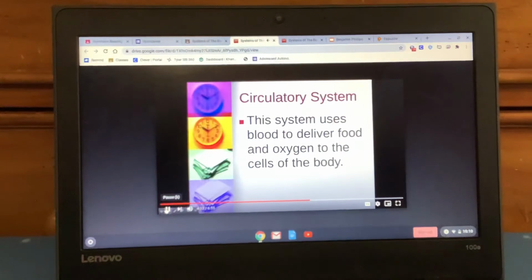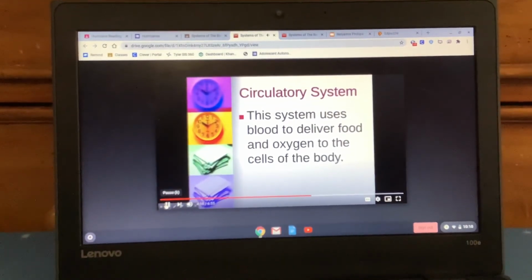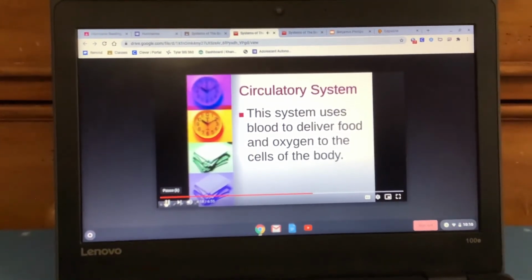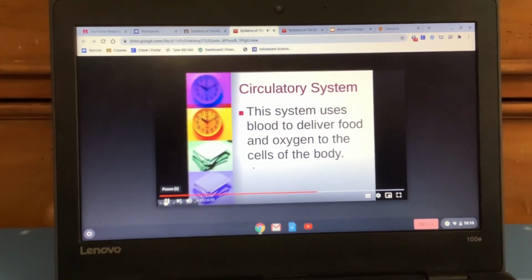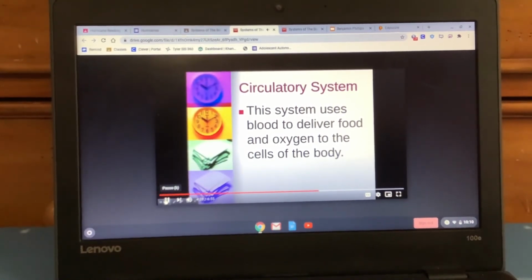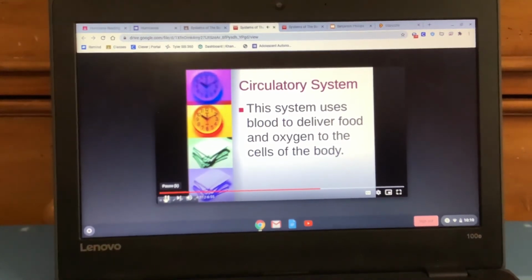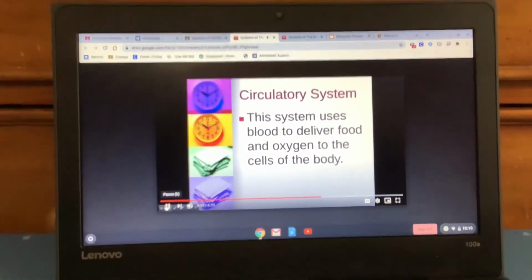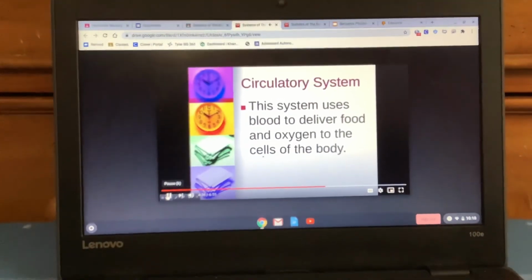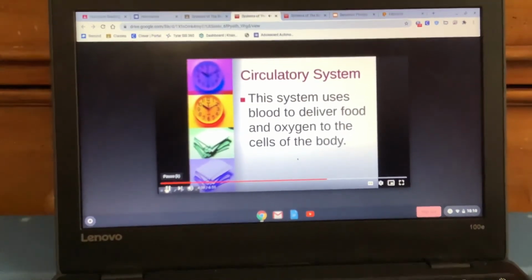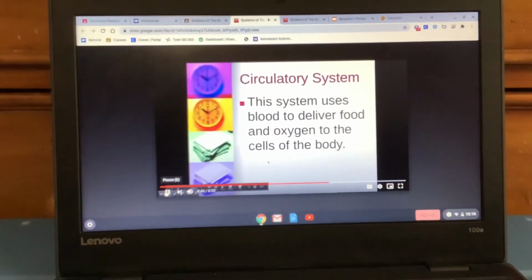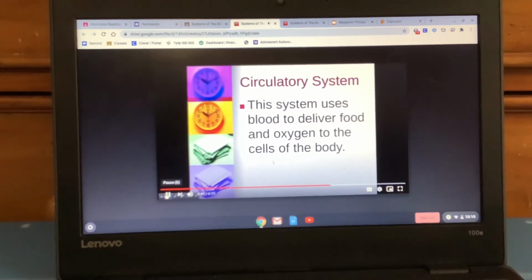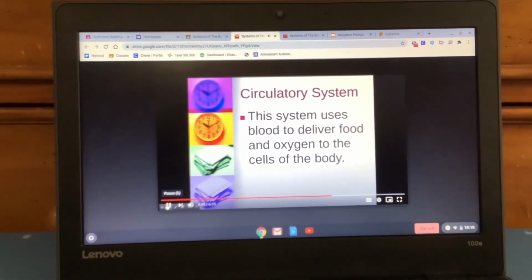The circulatory system. This system uses blood to deliver food and oxygen to cells of the body. So if you think about that, it uses blood to deliver food and oxygen to the cells of the body. And again, we're using this word cell. Even the tiniest of cells is still going to need oxygen. It's still going to need food. Now, it's not going to take a cheeseburger and throw it inside there, but if I'm eating, today I had a salad for lunch, it may take some of the vitamins from the lettuce or the spinach and the kale, or tomatoes, and that is what fuels those cells, okay?